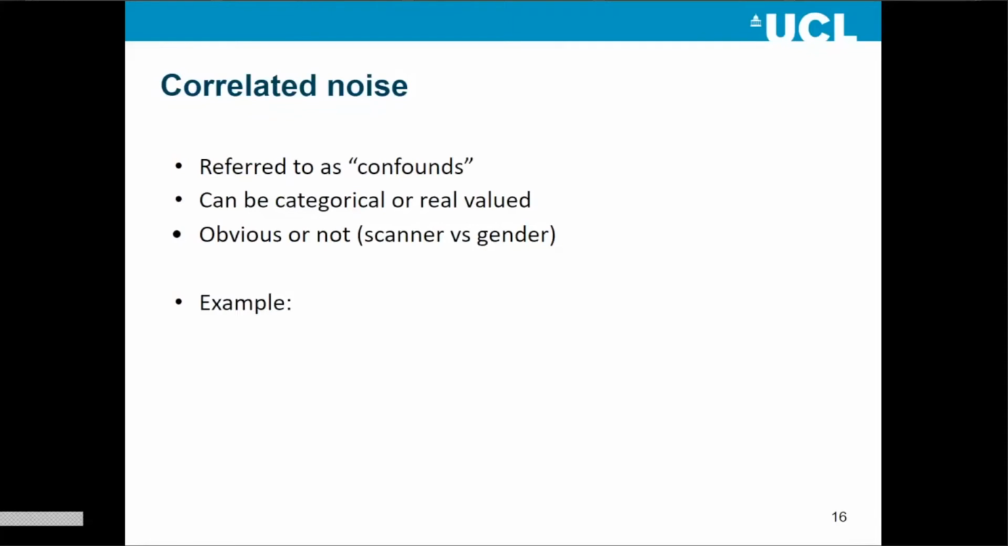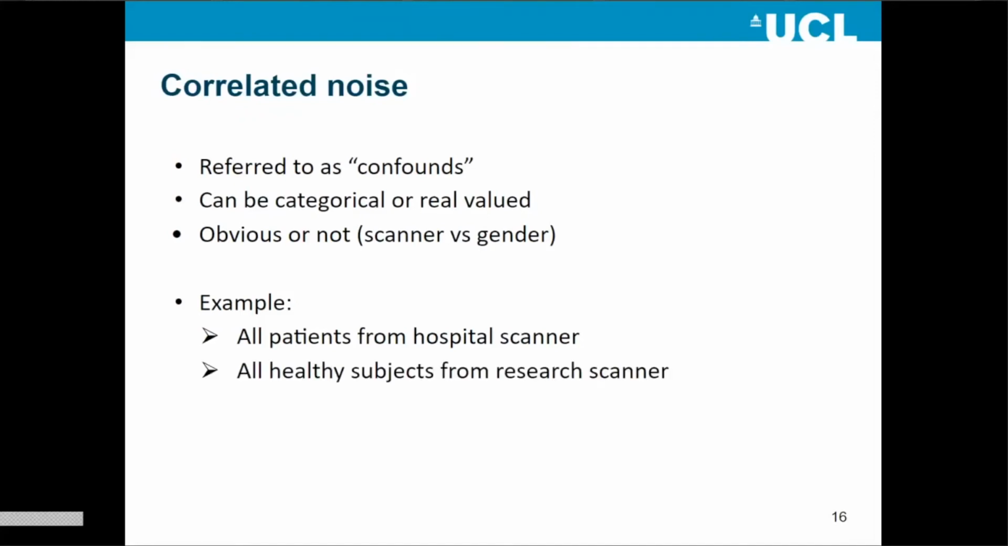So, just a very simple example where the noise is correlated with the labels. You record all of your patients from the hospital scanner, and you record all of your healthy subjects in the scanner from the research center. Data is very expensive, especially in neuroimaging, and that can happen.